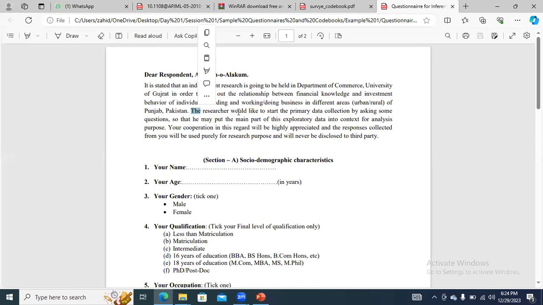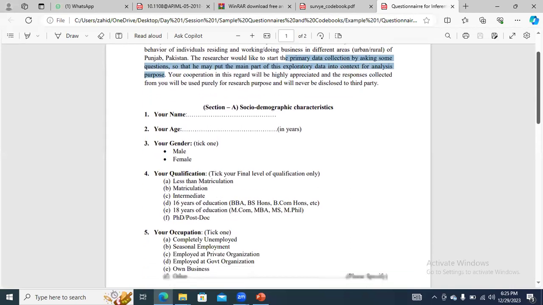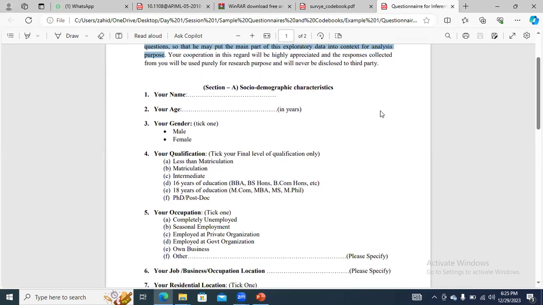The researcher would like to start the primary data collection by asking some questions, so he may put the main part of the exploratory data into context for analysis purposes. So here is the introductory detail of my questionnaire. In the first part, as I have said previously, the first part normally consists of information related to the demographic detail of your survey respondents.